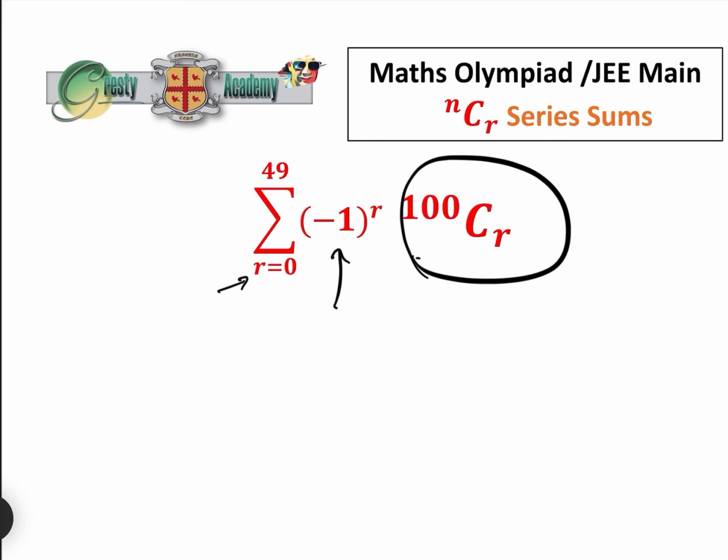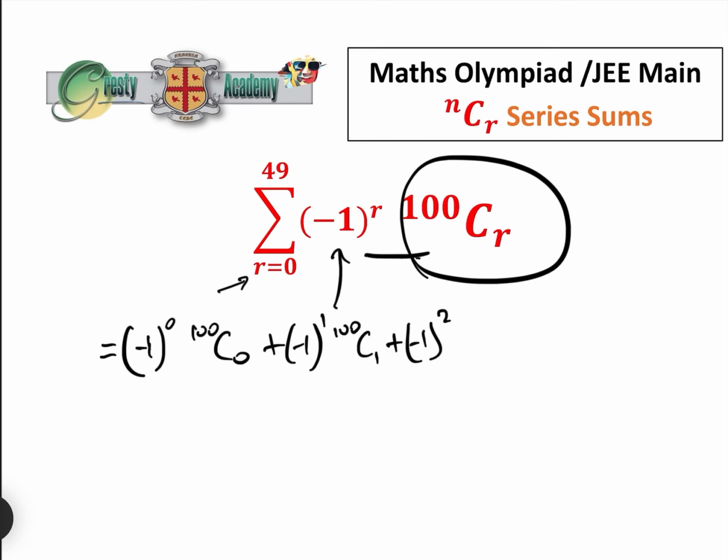So let's put in r equals 0. So basically this is the expansion of what it is. It equals minus 1 to the power of 0, 100C0. Add minus 1 to the 1, 100C1. Add minus 1 squared, 100C2. Add minus 1 to the 49, this is the last term, 100C49. Okay, and let's call that s, because that's what we want to find.